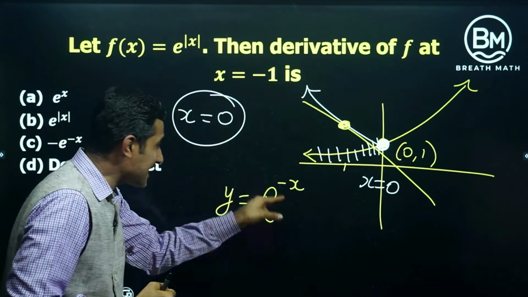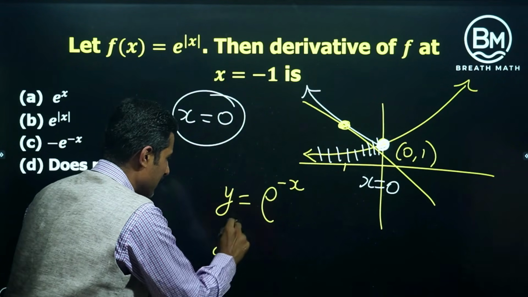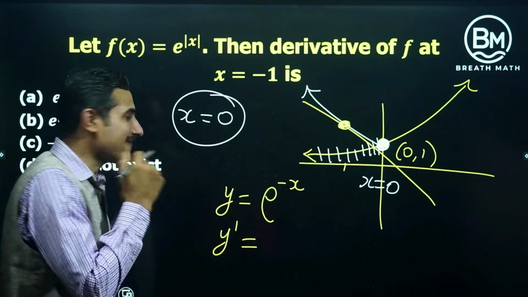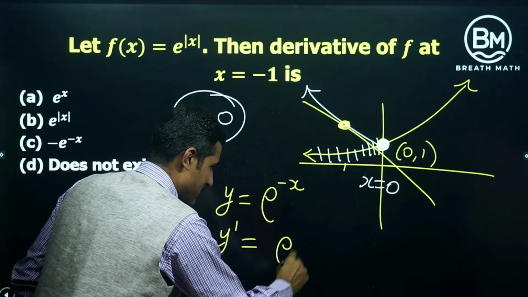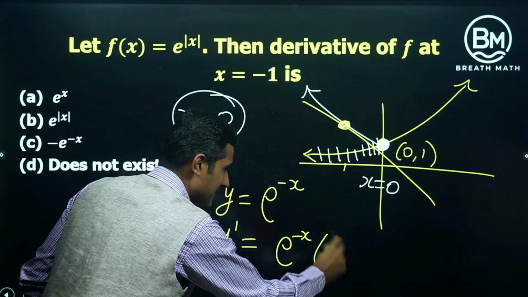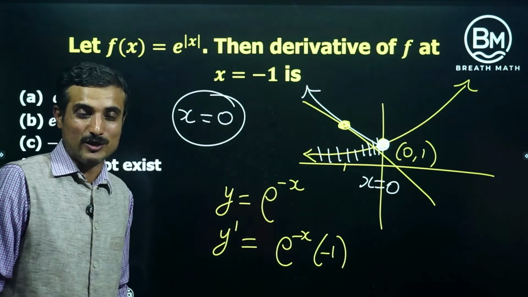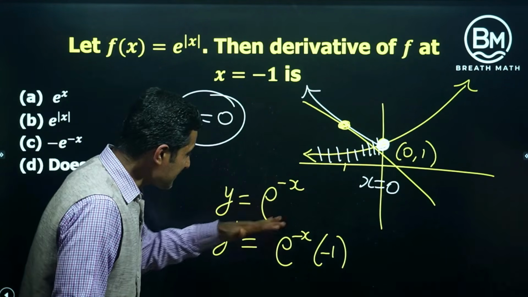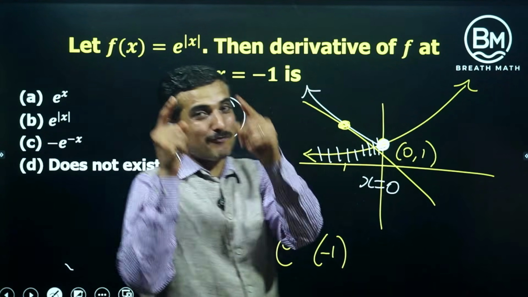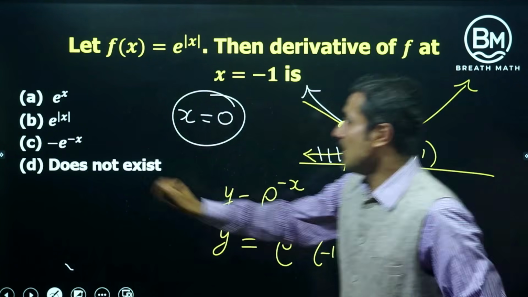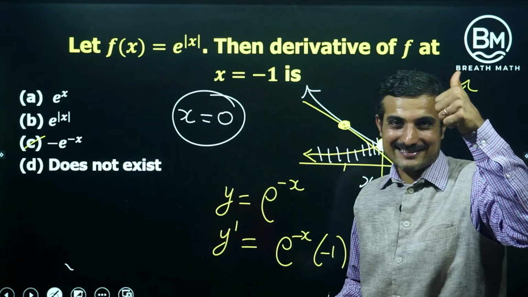So e power minus x, you differentiate this term, and dy by dx, or derivative of this function, is e power minus x into -1. Apply the chain rule. So minus e power minus x is going to give you the final answer. Option C is the correct answer.